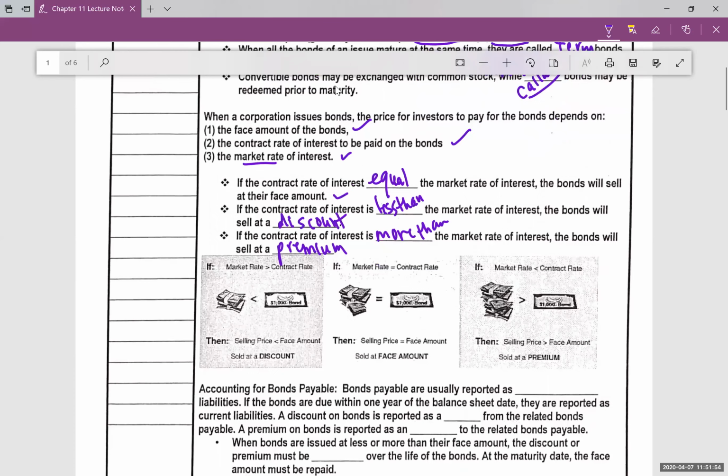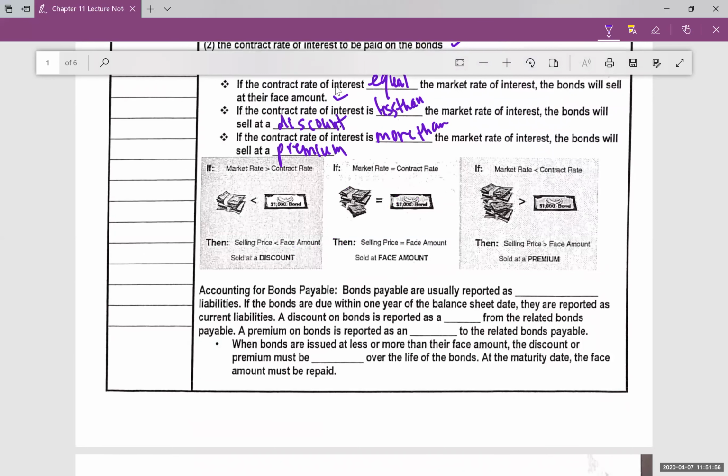And this next graph was taken out of your textbook. So again, if the market rate is greater than the contract rate, then it's a discount. If the rates are equal, face amount. If the market rate is less than the contract rate, premium. So now we're going to get into the accounting for bonds payable.